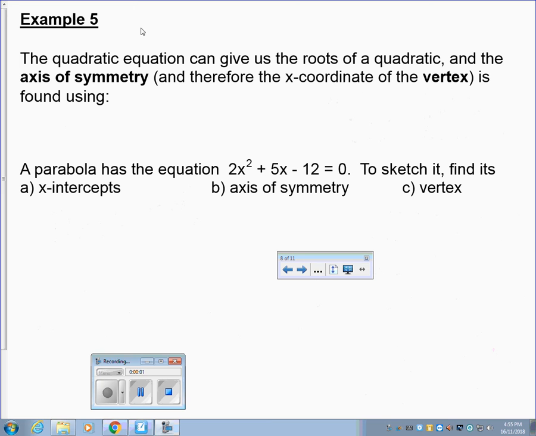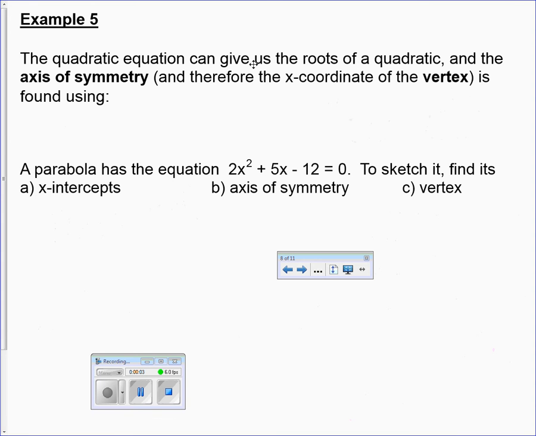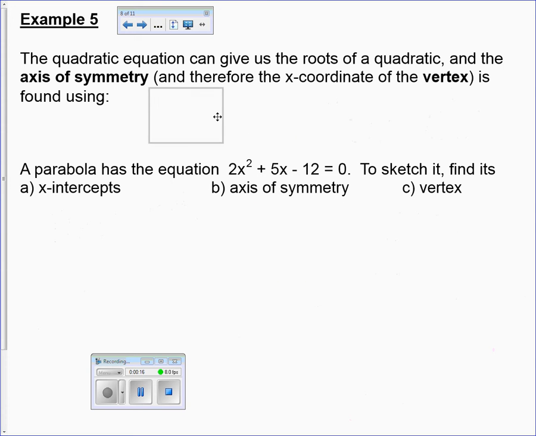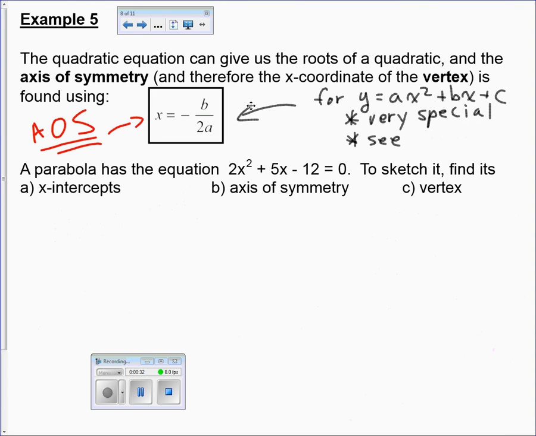Now, for this problem that we have here, it says a quadratic equation gives us the roots of a quadratic and the axis of symmetry. Then that means that the x-coordinate of the vertex is found using this. All right, x is equal to negative b over 2a. So we've mentioned that in the two examples before. If you think about it, this is nothing more than just the axis of symmetry, right?